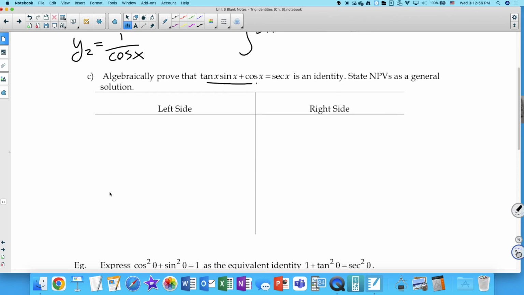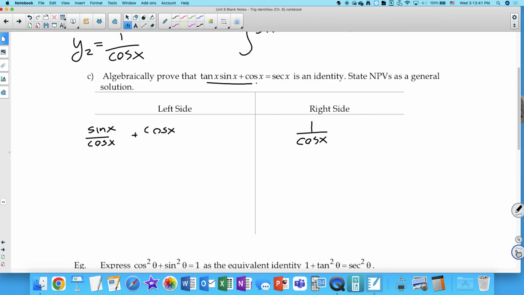All right, so what would be your instinct if you were proving this identity? Where would you start? Yes. Go to sine and cosine. Revert to, I can't talk today. Revert to sine and cosine. Okay, so tan is sine x over cosine x plus cosine x. And secant x is 1 over cosine x. Okay? So now what? Firstly, which side would you work on next?